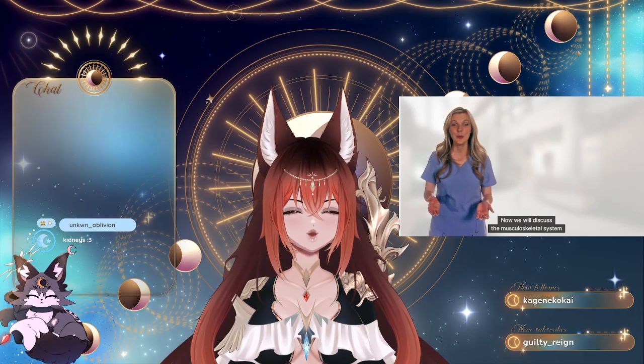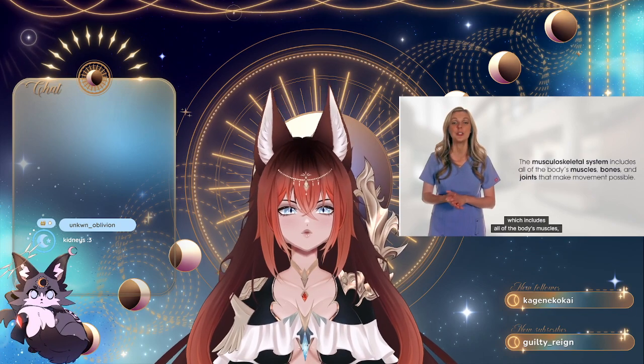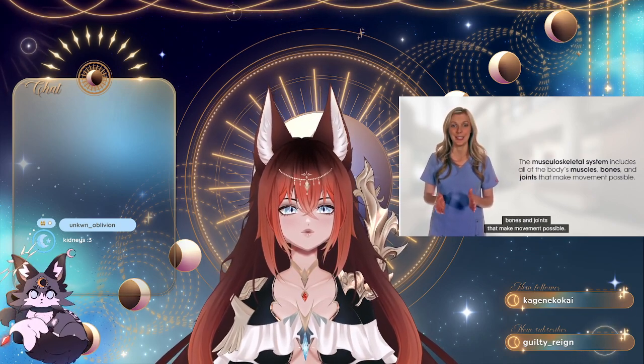Now we will discuss the musculoskeletal system, which includes all of the body's muscles, bones, and joints that make movement possible.